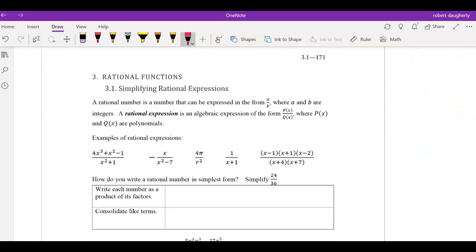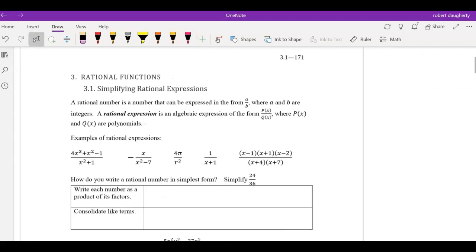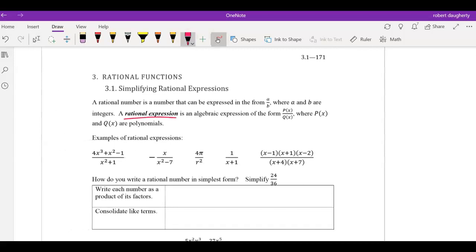So a rational expression is an algebraic expression in the form p of x over q of x, where p and q are polynomials. How fortunate is that? We just got through studying polynomials, and now we're going to have expressions where I have polynomials divided by polynomials. These are our rational expressions. So examples of rational expressions, all you see here are just polynomials, in each case a numerator and then a denominator. So these are all rational expressions, okay?